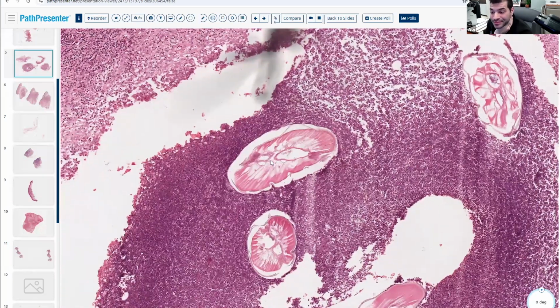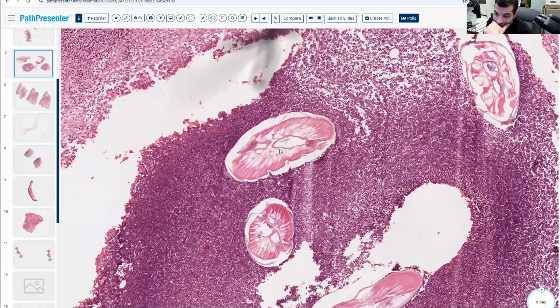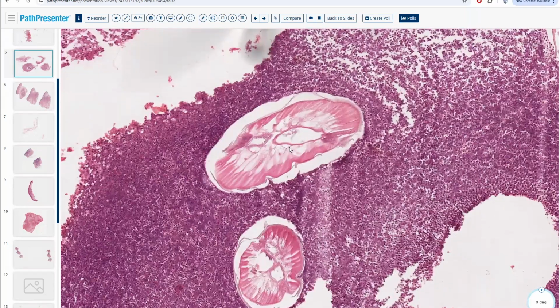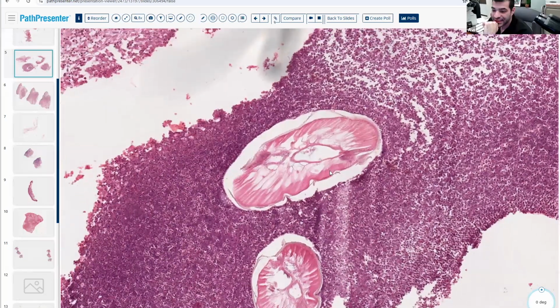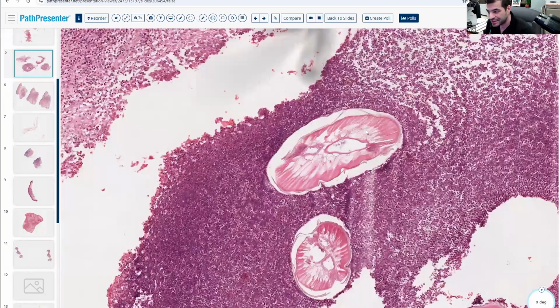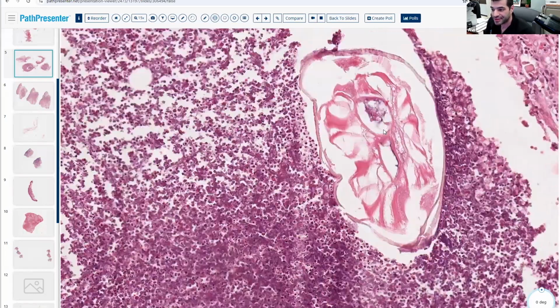What about this one? They're all filariasis. Dirofilariasis. Okay. How do you know it's Dirofilaria? Dirofilaria hominis. A thick muscular layer. Thick muscular layer, and you see these lateral cords. That's the other thing they have. What else does Dirofilaria have?